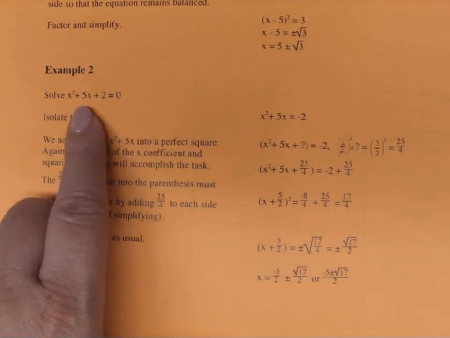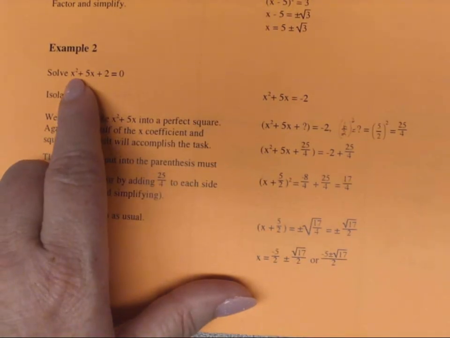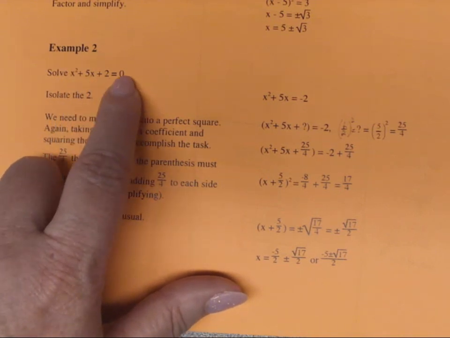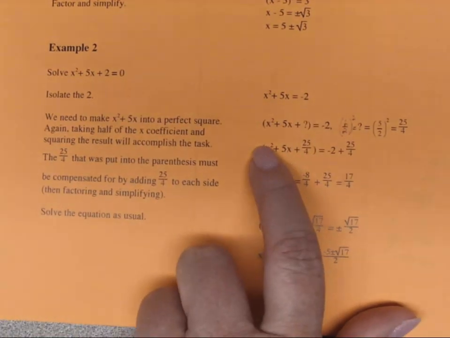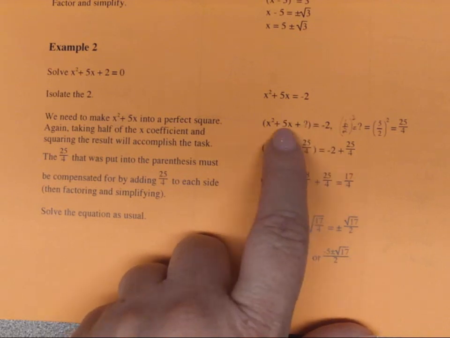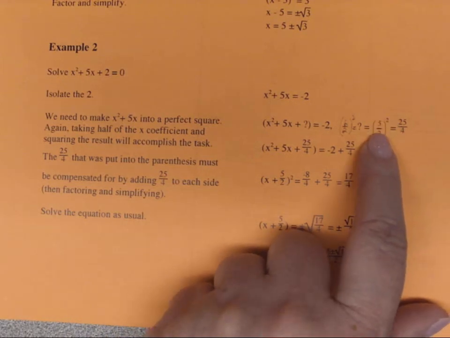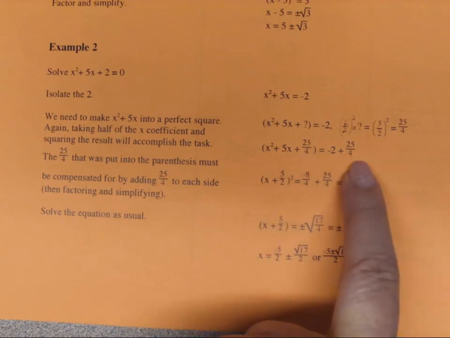So for example 2, using completing the square again, if we have an equation that looks like x squared plus 5x plus 2, again we're going to move the 2 over. So we subtract 2 from both sides and get negative 2. And then we've got x squared plus 5x plus what will equal negative 2. So we're going to do the same thing we did before, and we end up with 5 divided by 2. So we've got 5 over 2 squared. When we square both sides, because this won't reduce, we get 25 over 4. We're going to add 25 over 4 to both sides.